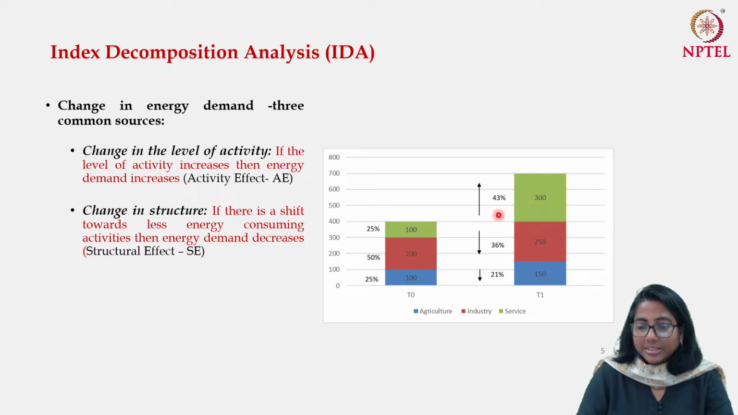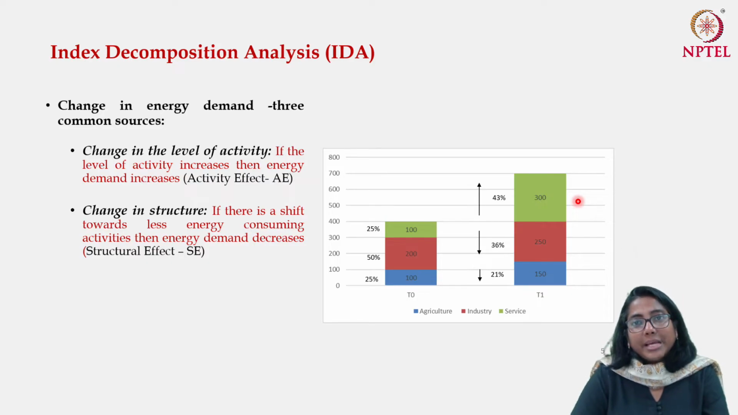The third one is the service sector. See, here the growth is huge. Initially it was 100. In the time period T1, it has become 300. So not only the size of the service sector has become bigger from 100 to 300, but the contribution of the service sector has also gone up from 25% to 43% in the economy. Now this is what is capturing the change in the structure of the economy. This is called the structural change of the economy: how the share of different sectors in the contribution to GDP has changed over time.